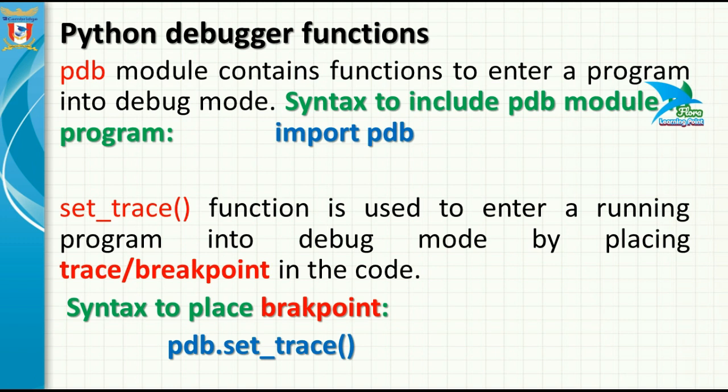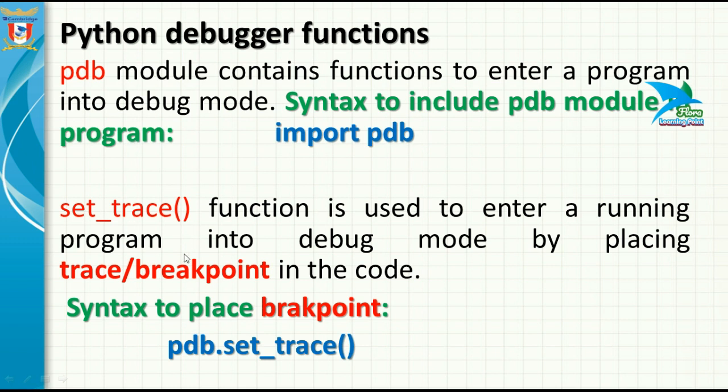The set_trace function is used to enter a running program into debug mode by placing a trace or breakpoint in the code. A trace or breakpoint is one and the same thing. So if you want to run a program in debug mode, then you have to place a breakpoint inside the code while writing the code. We can place a trace or breakpoint inside a program by using this set_trace function.